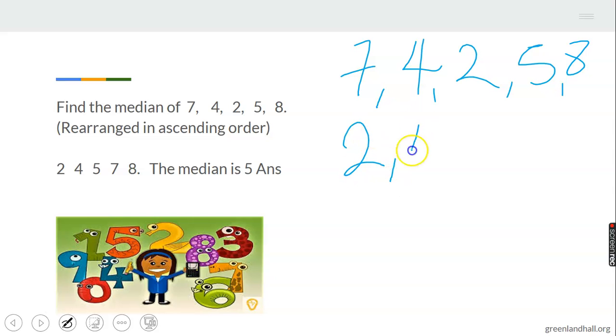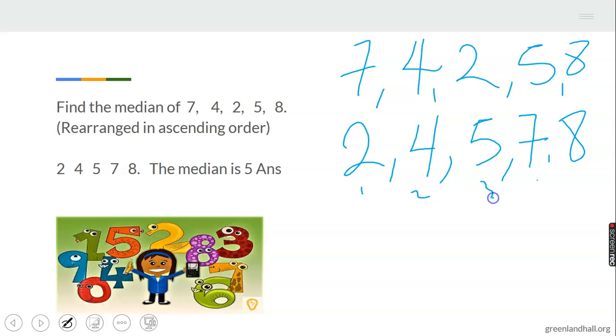2, okay. 4, what's the next number? 5, good. What's the next number we should write? 7, what's the next number we should write? And 8. Alright, now I haven't done this. Discover, I have how many numbers here? 1, 2, 3, 4, 5. These are odd numbers, right?